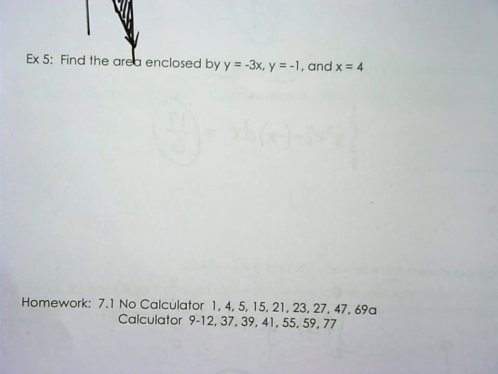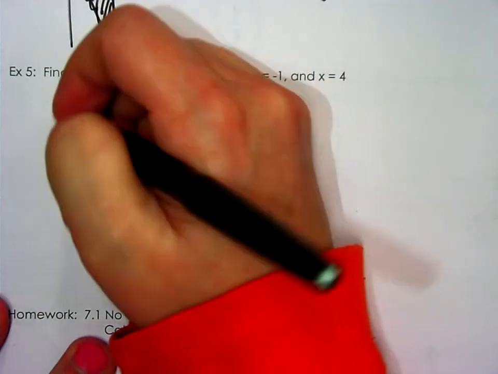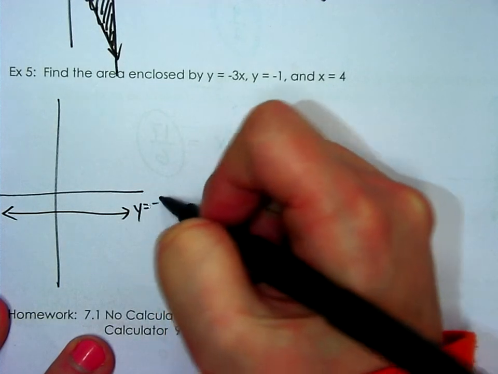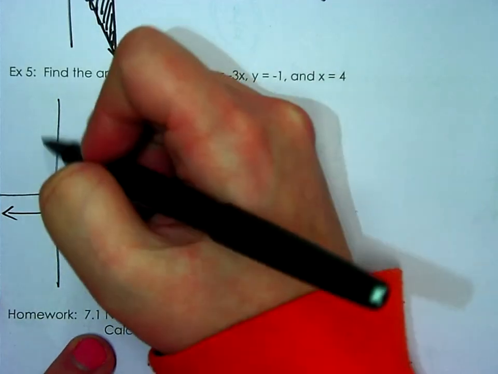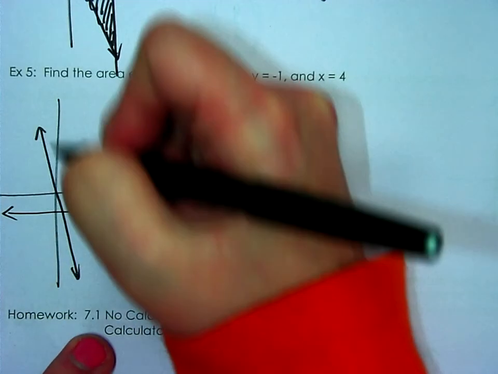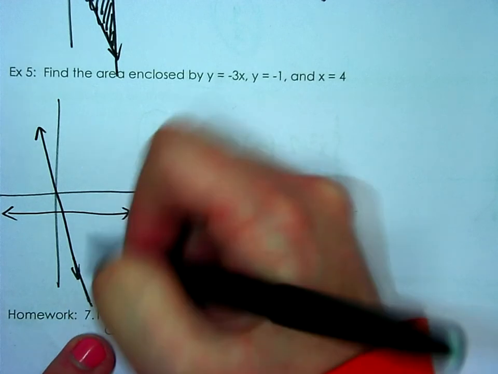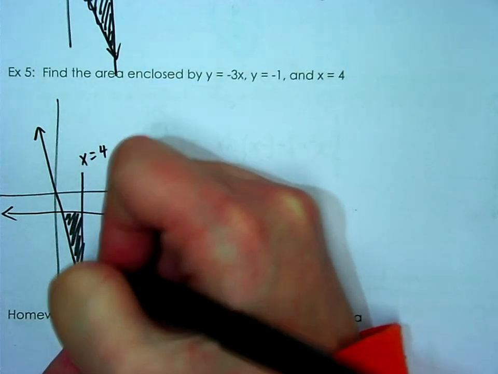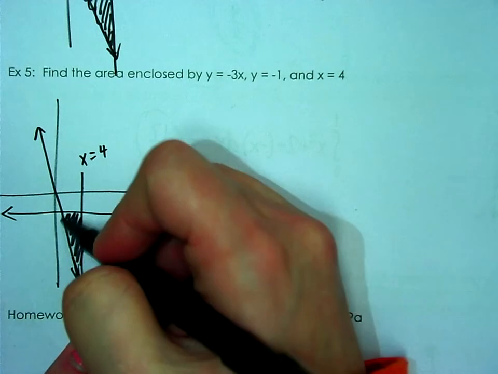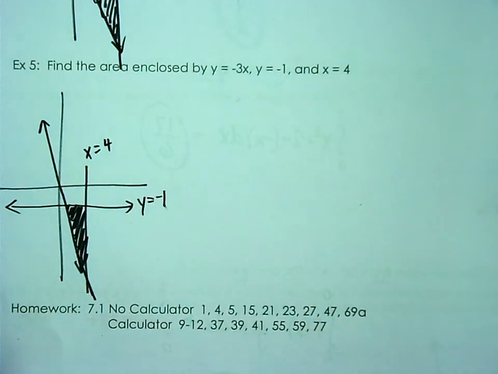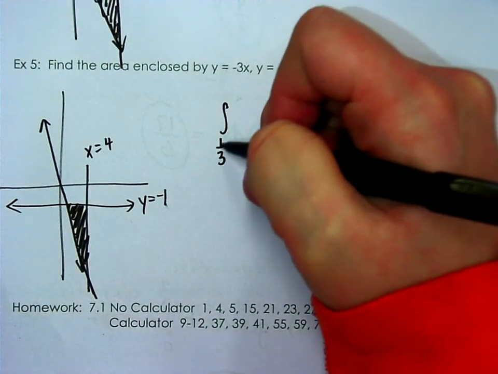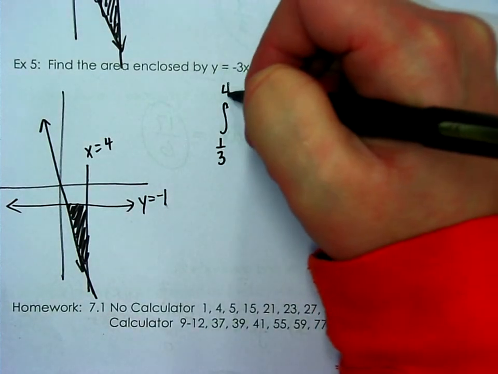Okay, and after you did that, we should have turned out something like this. Here's y equals -1. We have y equals -3x. That's even steeper. And then this is x equals 4, let's say. So this is obviously not drawn to scale, but this is the region here that you should have found the area of. Now it turns out that this happens to be a simple triangle. You could do 1/2 base times height, but since we're practicing the integration, your left limit should be 1/3, and your right limit should be the number 4.